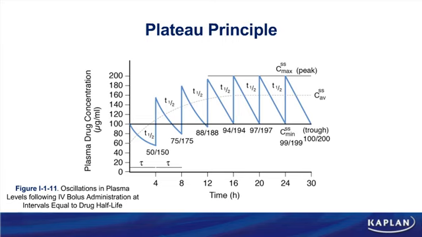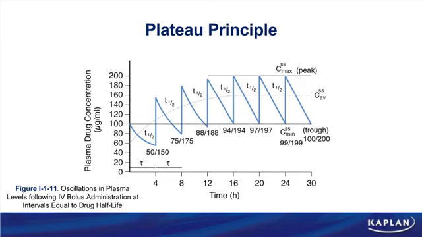And then I'm going to dose again with another 100. So I go from 50 up to 150. I wait a half-life, I go to 75. I dose again with 100, I go to 175. And I continue to do that. I dose every half-life. And because I'm doing that, I'm going to have these peaks and troughs. Eventually, notice how the graph is going to level off. It's going to plateau. On the far right side of this graph, you can see that we have reached steady state. Again, that's why we call it the plateau principle.